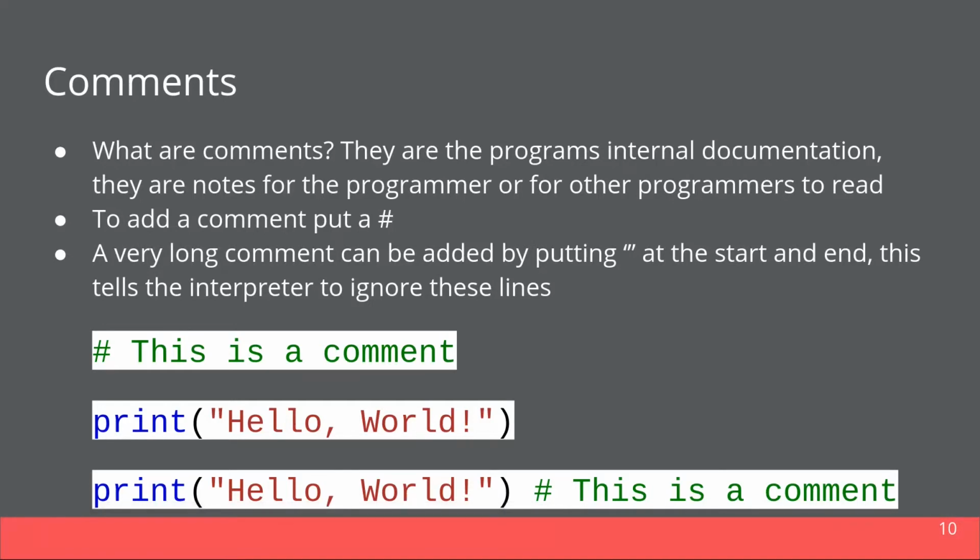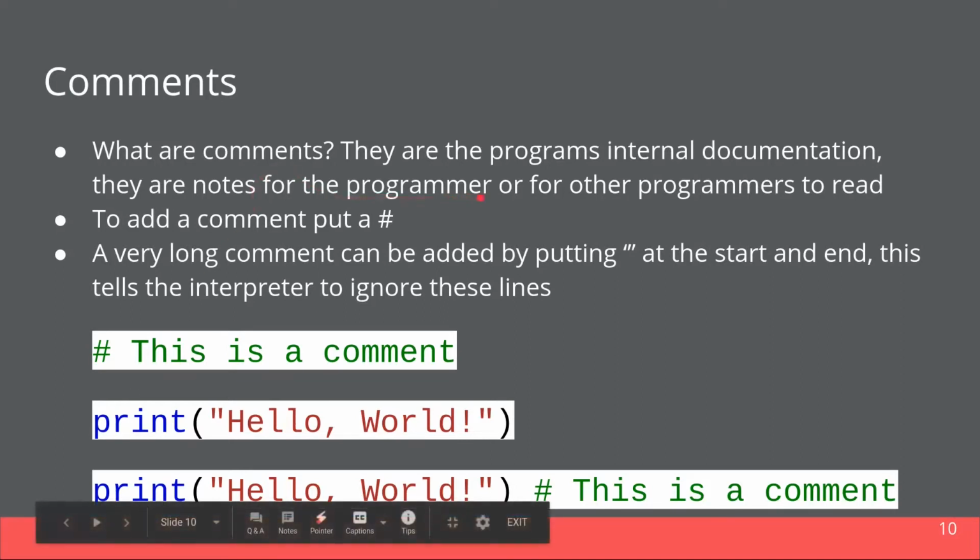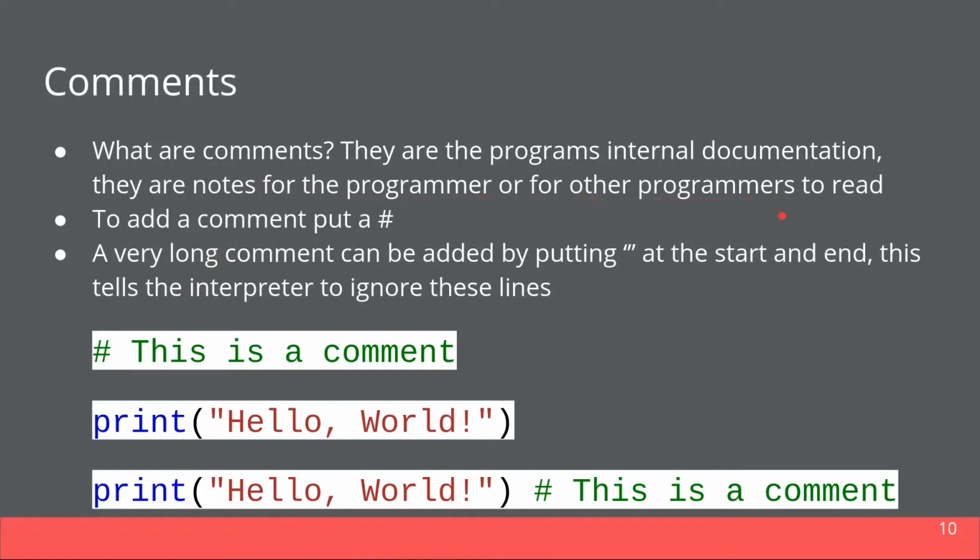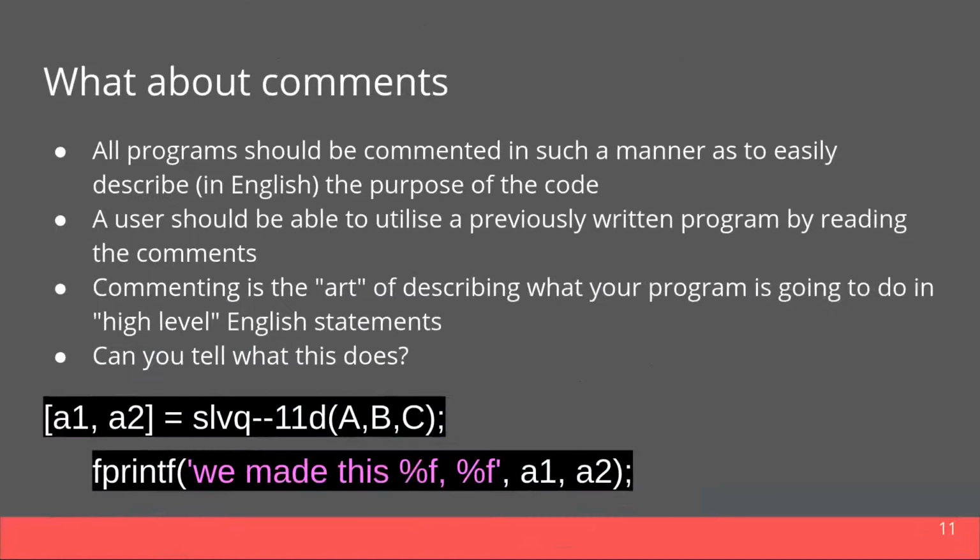Now, very often, if you write a piece of code, you might go away and not come back to it for a few weeks or a few months, and it can be very, very useful if you've written comments. So it says here, for the programmer, and that can be you or other programmers. So you're not just being helpful to other people in the future. If you leave the company or you give the program to someone else, quite often you're actually helping yourself, because if you write hundreds and hundreds of lines of code every day, or every month or every year, it can be very difficult to jump straight back in and understand immediately what something does, especially if you haven't added any comments, if it's just a big mess of characters. So all programs should be commented in such a manner as to easily describe in English the purpose of the code. And a user should be able to utilize a previously written program by reading the comments.